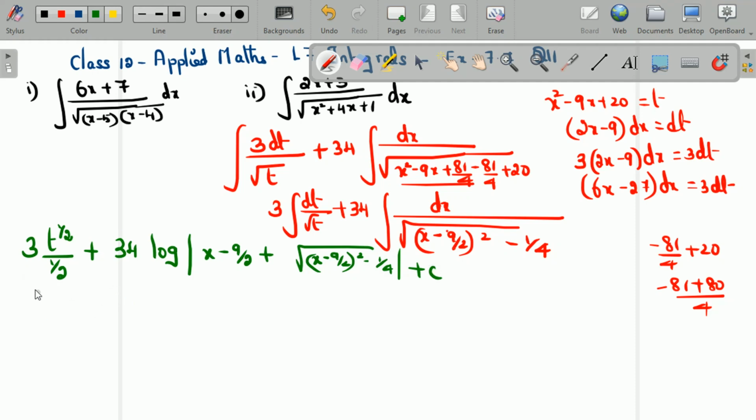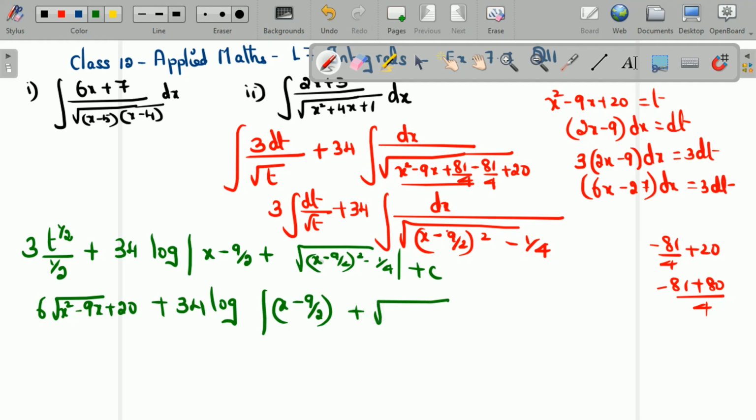Let's do the simplification here. So this is 6 into t to the power half. I'm putting back the t, which is the entire expression. So this is 6 into root of x square minus 9x plus 20 plus 34 into log of x minus 9 by 2... I can take the LCM. For now, I'm not bothering about it. So after simplification, it will be simply the original expression, with a constant. So the original expression was x square minus 9x plus 20; the whole thing would have actually had a 4, but that is a constant, so I can take it out here. So this will be the final answer.